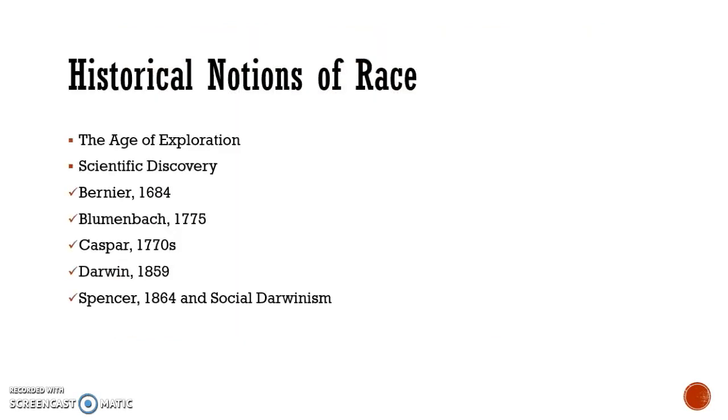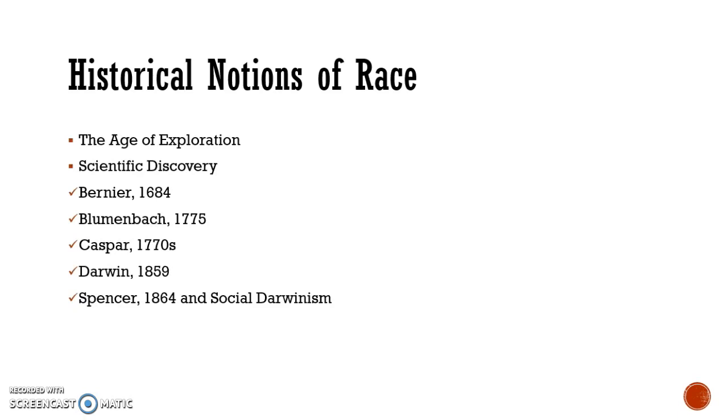Johann Caspar comes next. He was around the same period as Blumenbach, and what he did was look at physiognomy, which correlates outside appearances with inner virtues. And we're going to talk about that in a little bit when we talk about Sir Francis Galton.